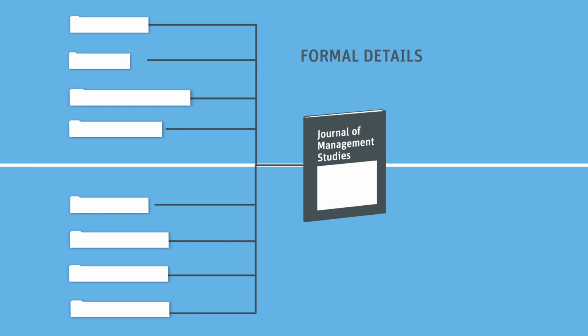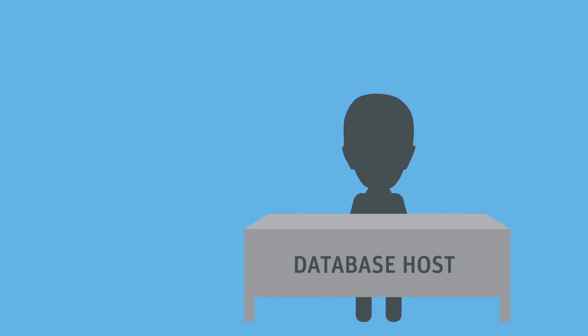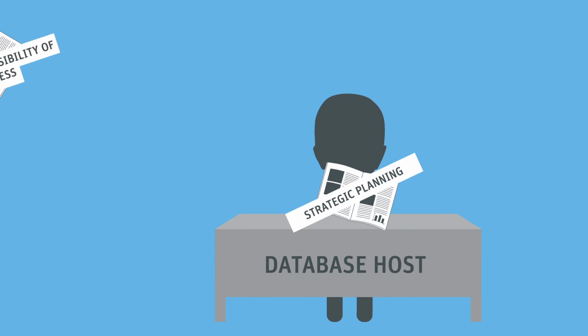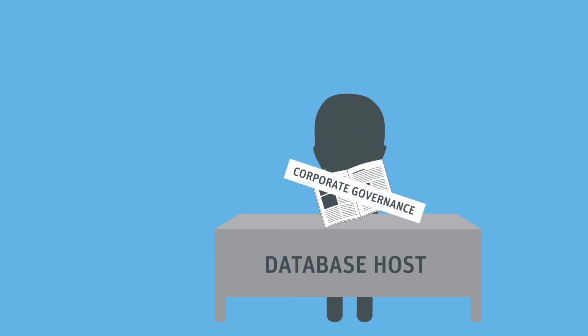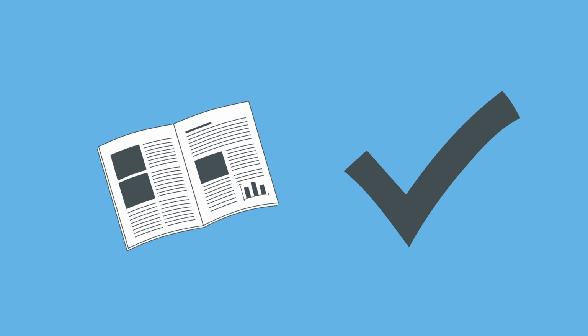Formal details such as name of author, title, year of publication, type of publication, etc. are supplemented in bibliographical databases by a description of the content. This takes the form of abstracts or subject headings. Subject headings are assigned by qualified staff and ensure that the content of all publications in a database is described uniformly. Relevant sources can be found more easily and quickly in this way.